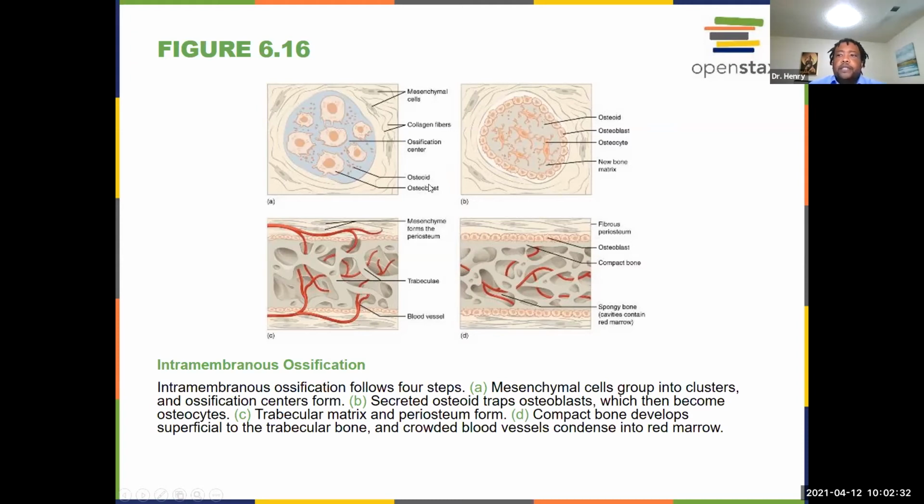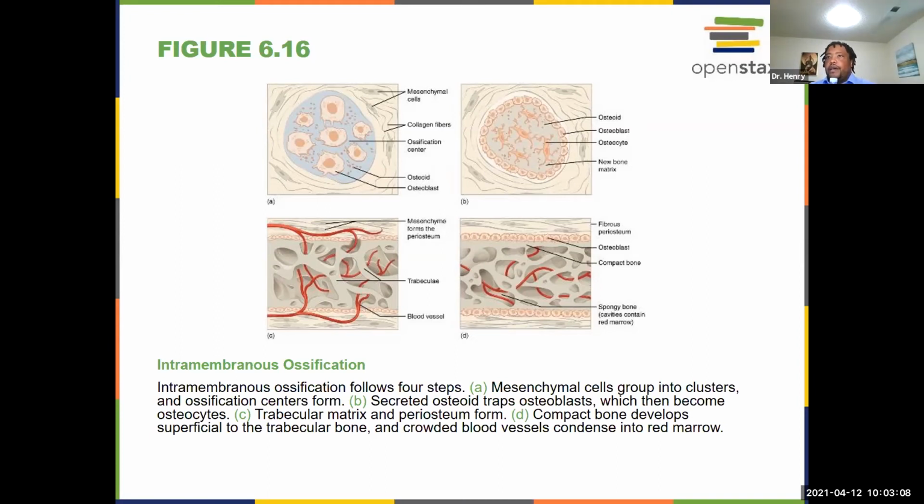Osteoids are basically like vesicles that are going to be filled with calcium that is not connected. So it's not calcified yet, it's not hardened. They're still kind of soft and smushy. And these osteoblasts are going to be secreting these little vesicles that have that calcium that you're going to need for the ossification.